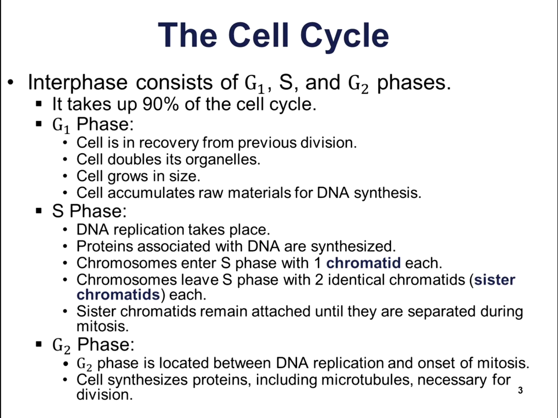So, interphase consists of a G1, an S, and a G2 phase. And like I said, it takes up about 90% of the time that we find a cell in the cell cycle. And there are distinct things that are happening in each of these phases.